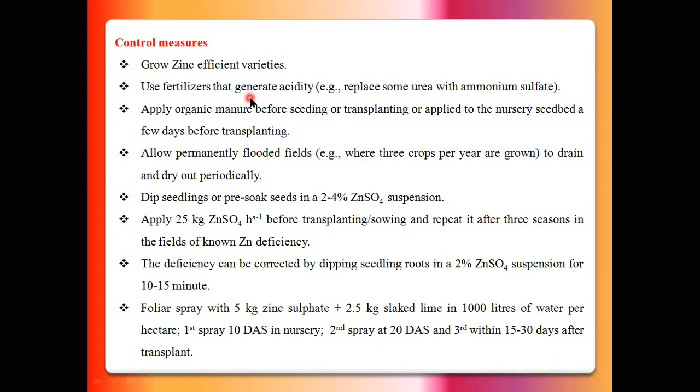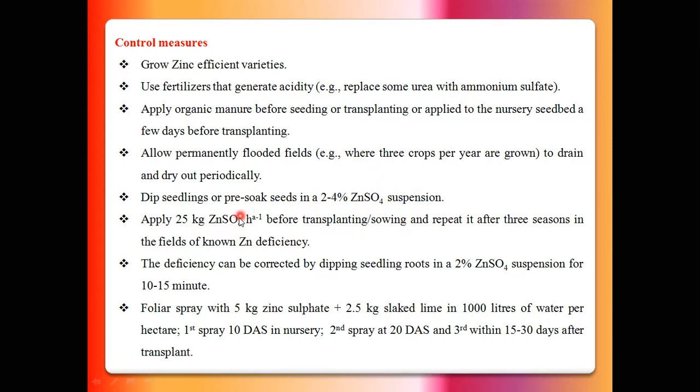Then use fertilizer that generates acidity, meaning replace some urea with ammonium sulfate. Then apply organic manure before seedlings or transplanting, or apply to the nursery bed area a few days before transplanting. Then allow permanently flooded areas to drain out and dry out periodically. Then dip the seedlings or pre-soaked seeds in a 2 to 4% zinc sulfate solution or suspension, or apply 25 kg zinc sulfate per hectare before transplanting or sowing.